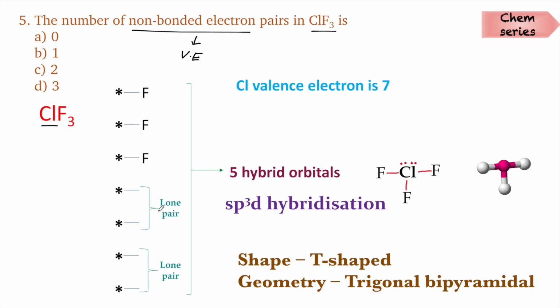So you see we have here 2 lone pairs, that means how many non-bonded electron pairs are there? 2. So the option will be 2.